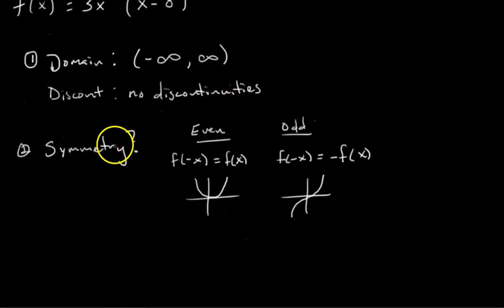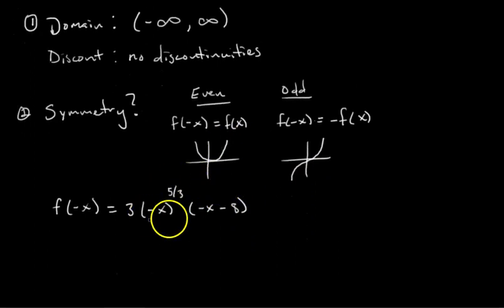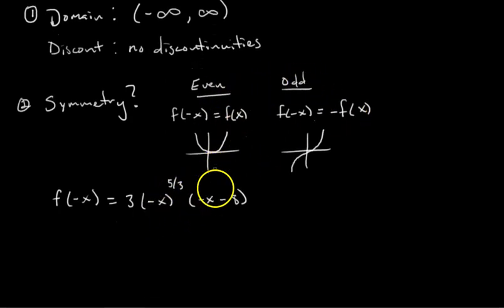So let me scroll so that you can still see f of x. F of -x, we're just going to plug in -x everywhere we see an x. So doing that, we get 3 times -x to the 5/3 times -x minus 8. And now we've got to simplify this and see if we recover f of x or f of x just multiplied by -1. And then we'll be able to determine the symmetry.